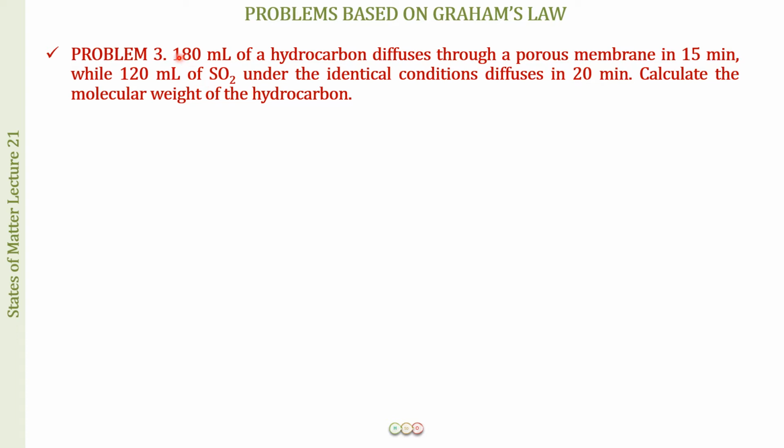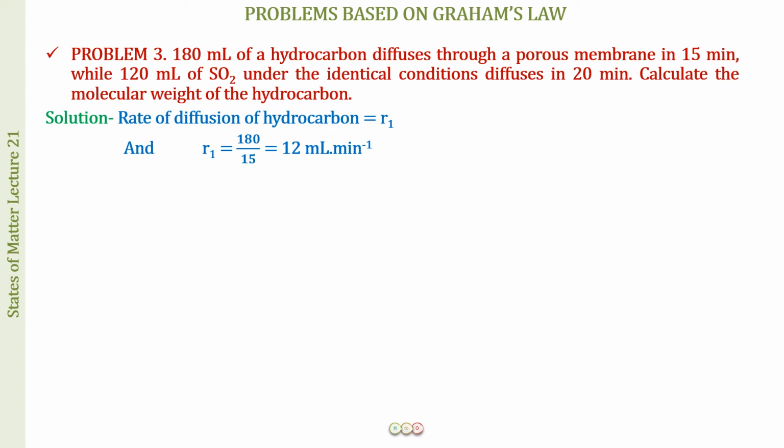Okay, and we are given the volume of the gas that is diffusing in a given time. And what is this? Well, this is going to give us the rate of diffusion of the gas. The volume diffusing over the time taken for diffusion, that is the rate of diffusion of the gas. So if we say that the rate of diffusion of the hydrocarbon is R1, then this R1 is going to be equal to 180 ml divided by 15 minutes, which will come up to 12 ml per minute.